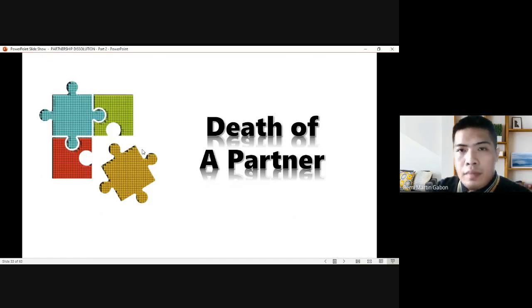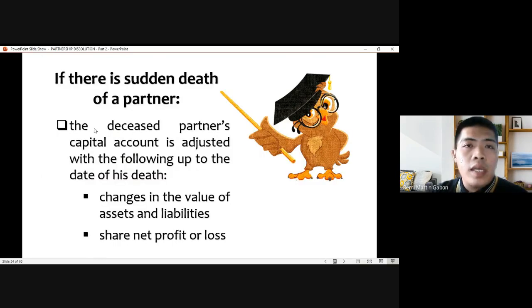Next, death of a partner. If there is a sudden death of a partner, the accounting consideration is that the deceased partner's capital account is adjusted with the following up to the date of his death. So, consider adjusting everything up to the date of his death: changes in the value of the assets and liabilities up to the date of death, and share in the net profit or loss as of the date of death.